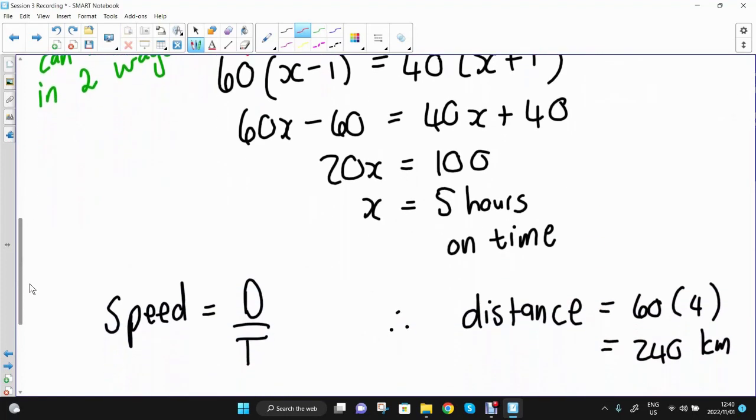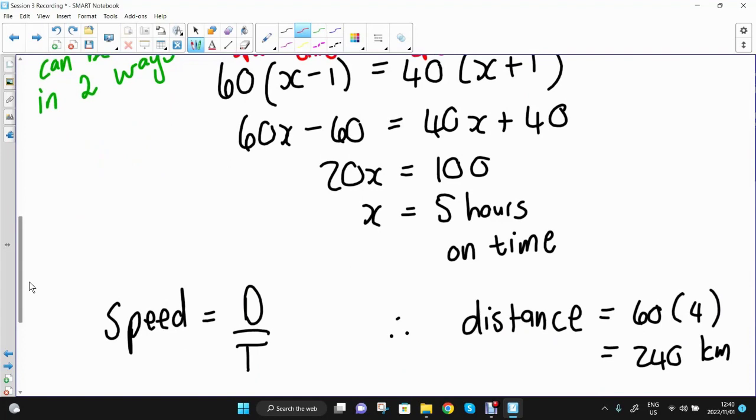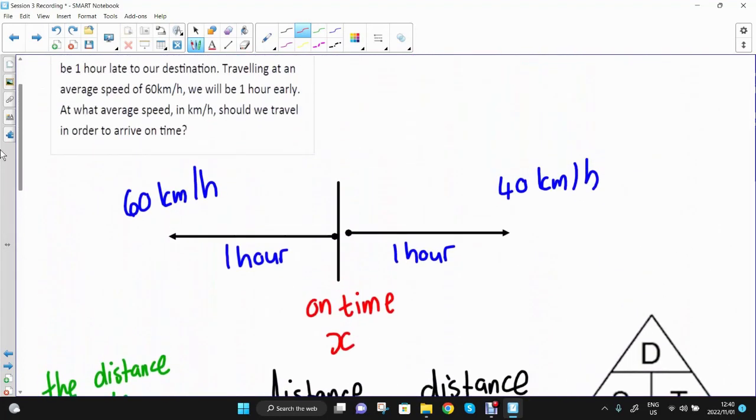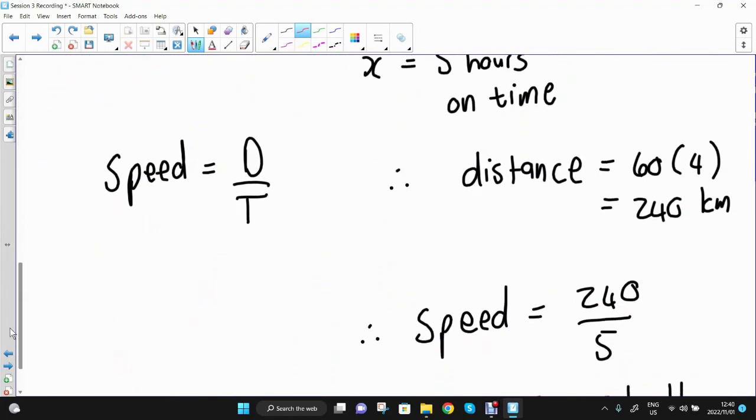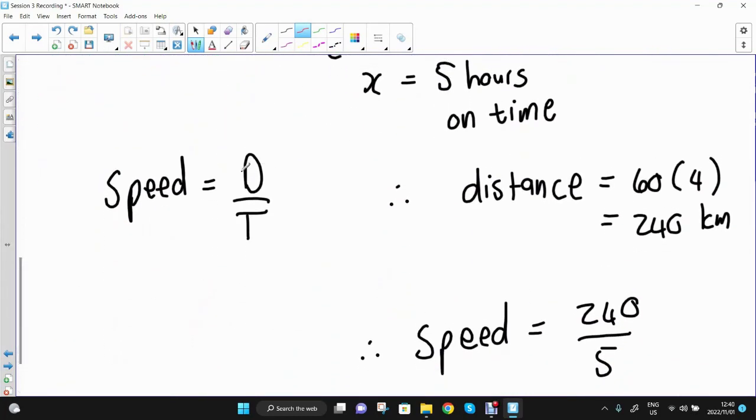And then we just need to quickly find out how far that is. If you look at the question here, at what average speed should we travel in order to arrive on time? So we need the speed, and speed is total distance divided by time. So we need to find the distance, and we have X now, so we can just plug that back into the original equation, one of them, and this was X minus 1.